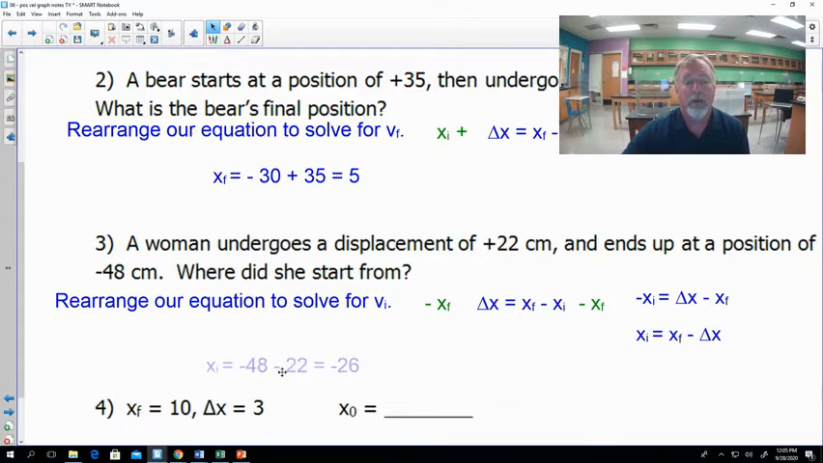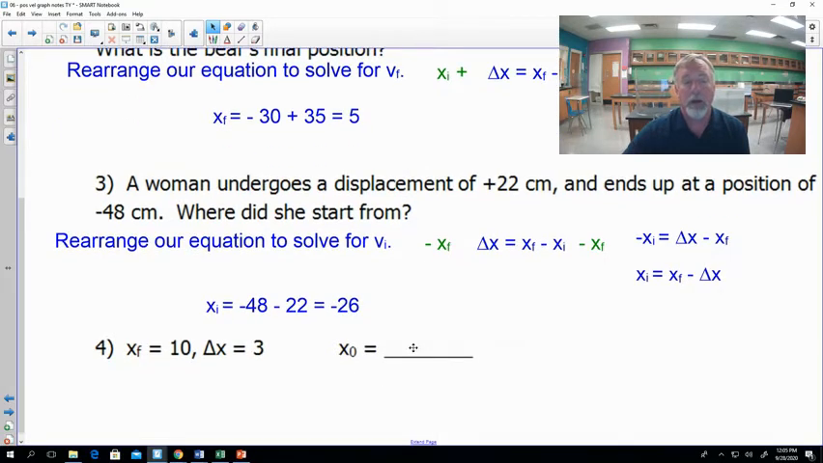Let's plug in our values. We were given an xf of negative 48 and a displacement, a delta x, of 22. So negative 48 minus, remember our formula has a minus here, negative 48 minus 22 gives you negative 26.